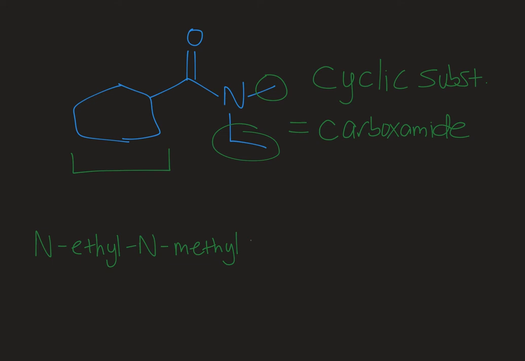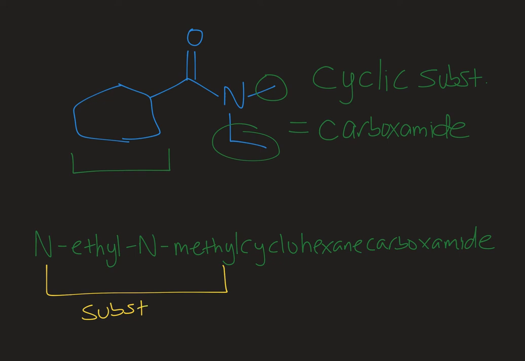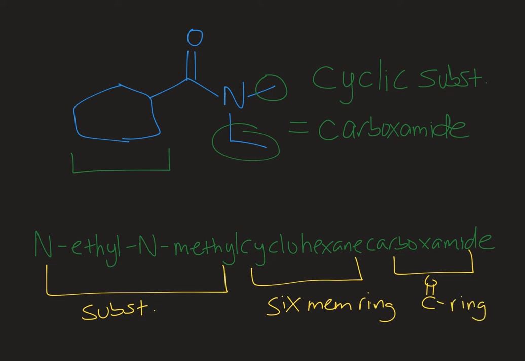So this is a really long one. N-ethyl-N-methylcyclohexanecarboxamide. So in this case, I have my substituents out in front, so that tells me that I have an ethyl and a methyl substituent, and N is the locant, so it tells me it's on the nitrogen in the amide. Cyclohexane tells me that I have a 6-membered ring, and the carboxamide tells me that it's coming directly off of the carbonyl compound. So this is the change to the root name, and it tells me that the ring is coming off of the carbonyl carbon in my amide.